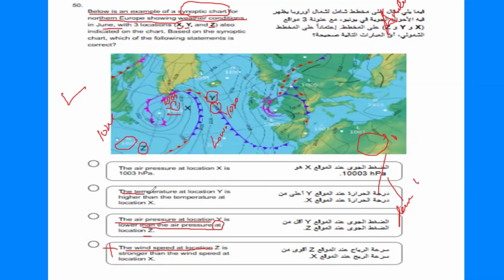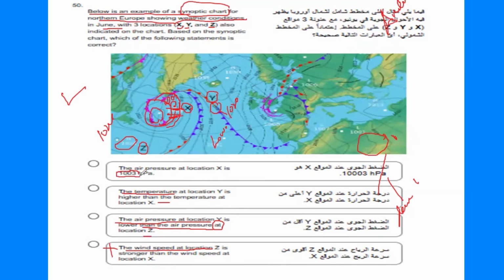The temperature at Y location is higher, right? As I said, this is anti-clockwise. Lines you can see here, anti-clockwise. So at this location it is 1003. Of course, X location is quite further, right? X location is over here. So that means 1003 is not the air pressure of X. The air pressure of X is lower than 1003, right?